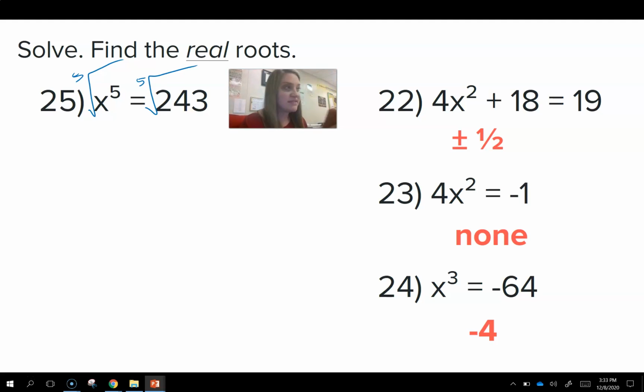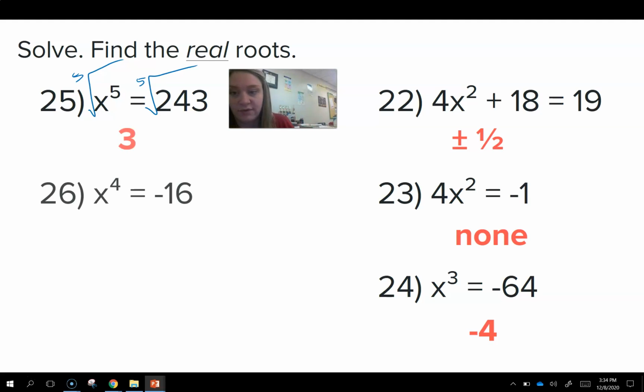If you have a scientific calculator, it should still have that option. Some of you might have to hit the 5 and then the x root and then 243. Some calculators, you have to tell it what the root is first, depending on what you have. If you're not sure what your calculator does, reach out to me and we'll figure out how to work yours. But the fifth root of 243 is going to equal 3.